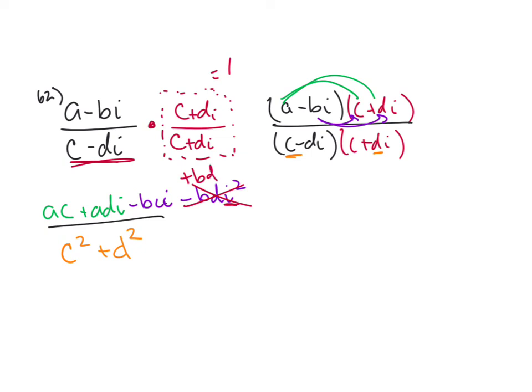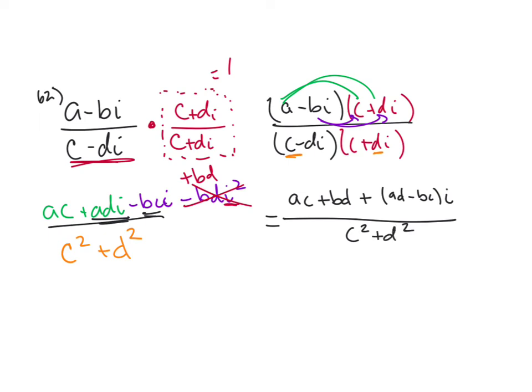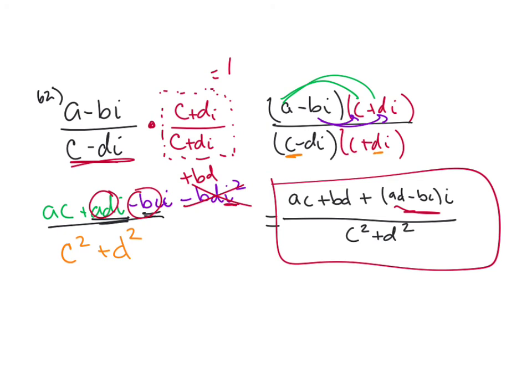So really, my best answer, and there's a bunch of different ways that they might write this, is I'm going to put AC plus BD. Then I'm going to add it. These two are like terms. So it's going to be AD minus BC, but with I, all over C squared plus D squared. Basically, I'm just saying this little piece right here is just saying I would take this piece minus this piece and then put I next to it, like if they were numbers. So that's it. That's all I wanted you to do, is just leave it in terms of numbers.